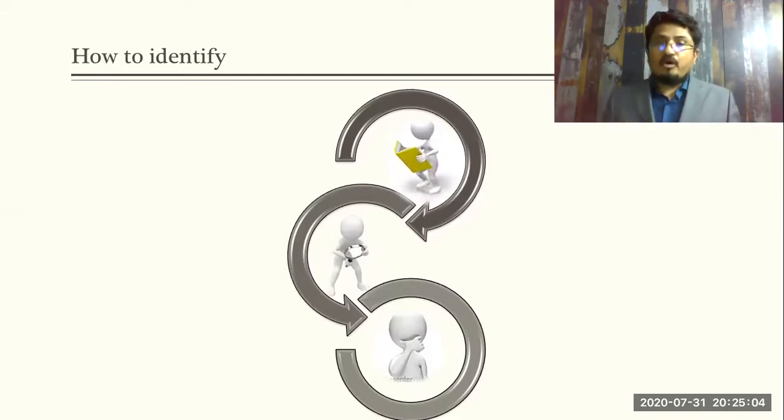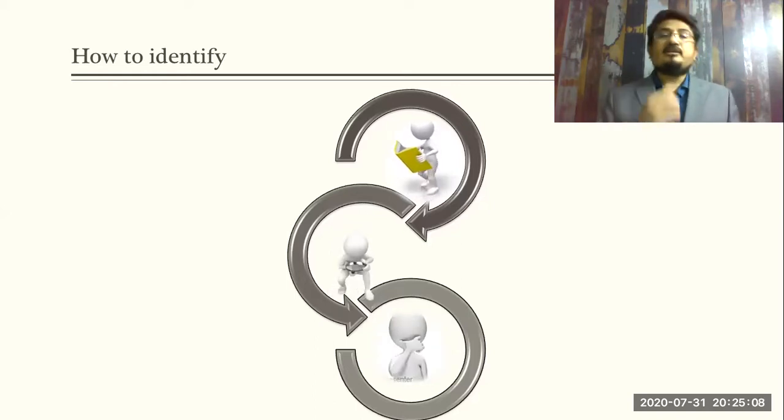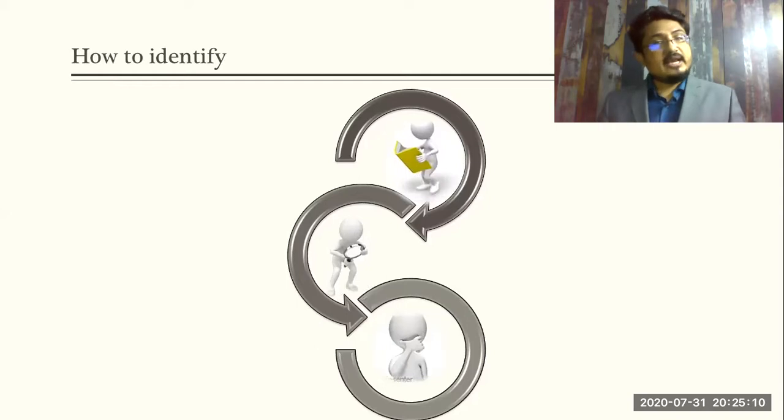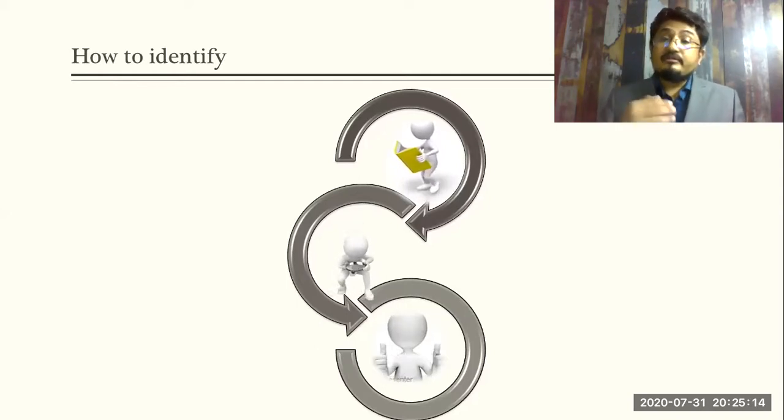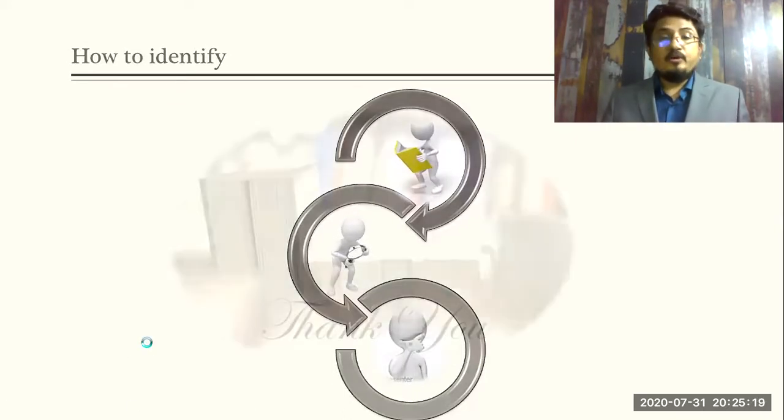And if you follow these three stages, then definitely you are going to understand the meaning of symbol written in any literary text. I hope you all have understood the meaning, the impact, and its significance in any literary text.